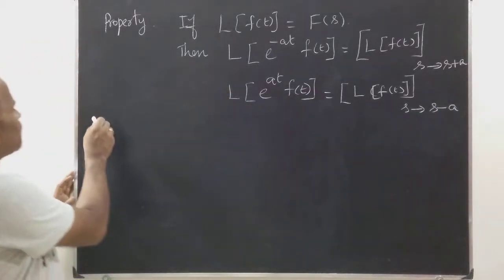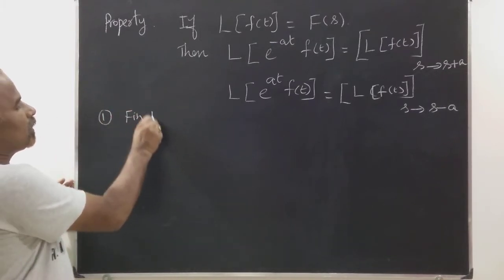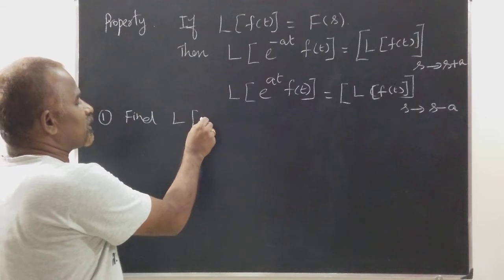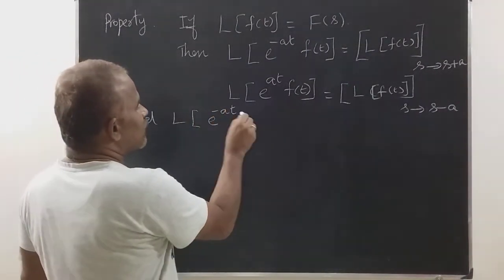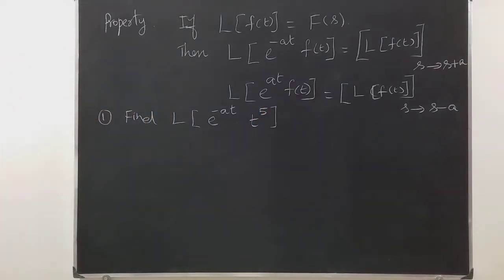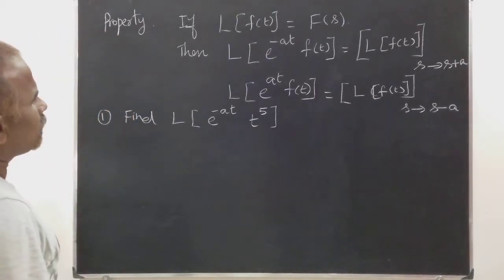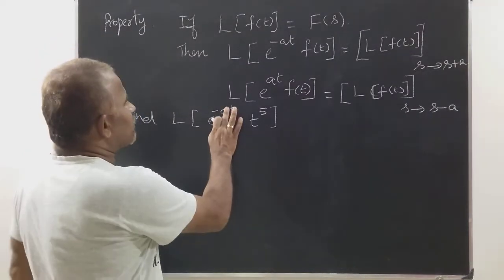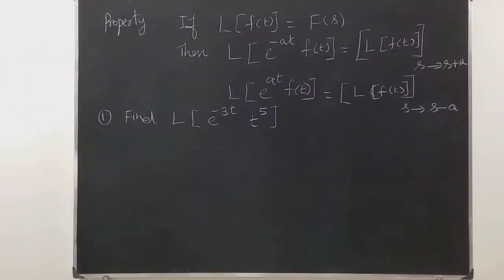Okay. So problem number 1, find the Laplace transformation of e power minus at into t power 5, or e power minus 3t into t power 5.